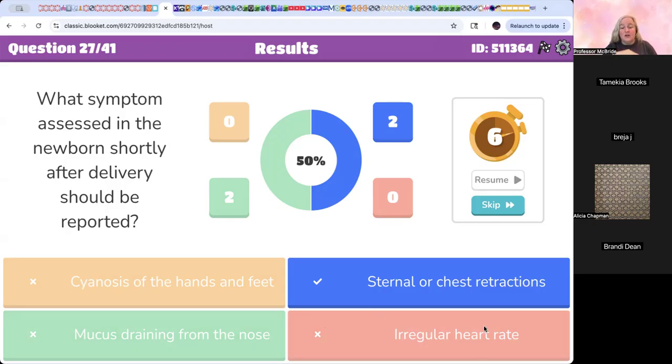Babies can have an irregular heart rate. That's normal. They have irregular breathing and irregular heart rates. And acrocyanosis is if we have blue hands and feet with the baby pink all over. That's normal too.